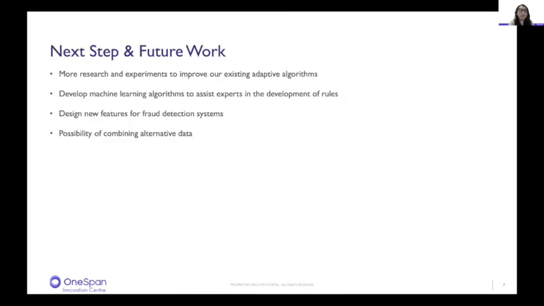For the next step, what we would like to do is more research and experiments to improve our existing adaptive algorithms. We would also want to leverage machine learning algorithms to assist experts in the development of rules. More importantly, I personally believe that we do need to design new features for fraud detection systems, just like what CallSign is doing, but we need to do something much more. It is also important for us to consider the combination of different data sets, which can help us to prevent new types of frauds. So that's it, and any questions are welcome.